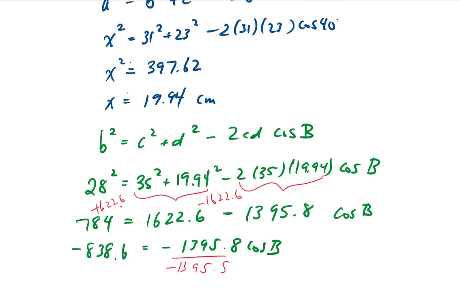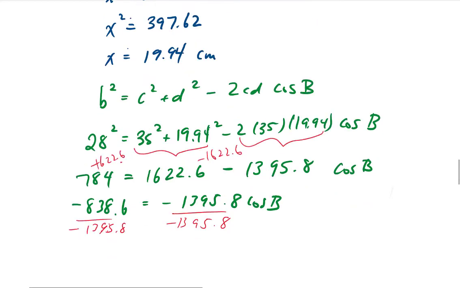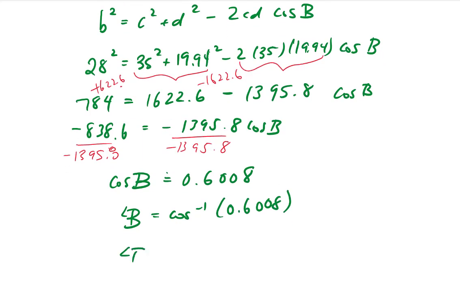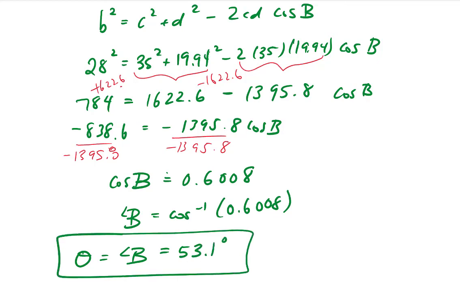by negative 1395.8. Approximately, cosine B is equal to 0.6008. Remember, I said try to keep as many decimal places as you can when you try to find an angle. And to find an angle, we need to do the cos inverse of 0.6008. So this is angle B, which again is equal to theta, the angle we're looking for. And so we end up with an angle of approximately 53.1 degrees.